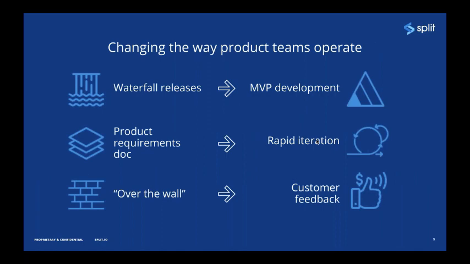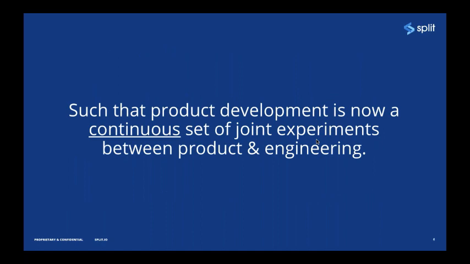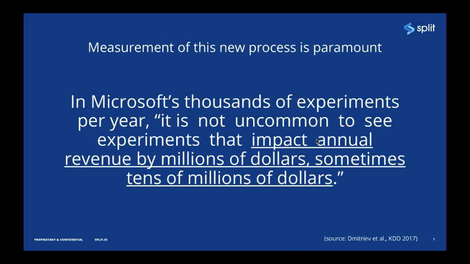Now, with that change, we've seen a change in the way product teams operate. For those of us that have been in the industry longer, we're familiar with the concept of waterfall releases, but today those are more familiarly MVP-based development. We used to spend hours writing product requirement docs and sending them over the wall. Today it's a feedback cycle based on rapid iteration, with a lot of data coming in to understand how customers are using our product. Such that today, product development is a continuous set of joint experiments between product and engineering teams. And in this new process, measurement is paramount.